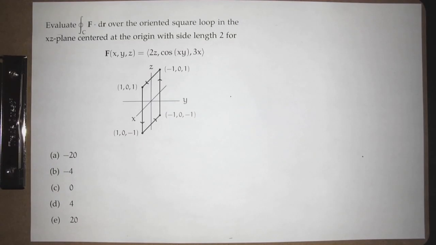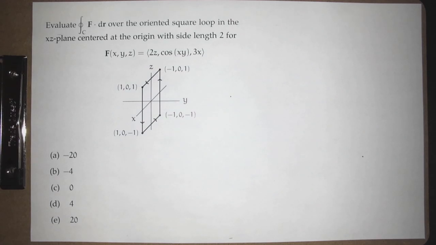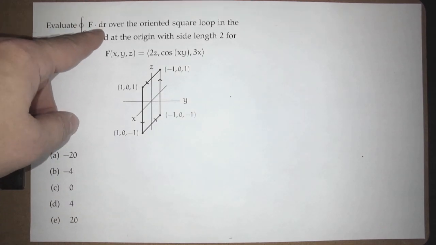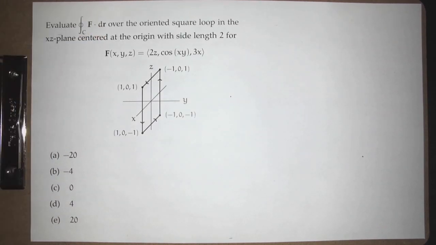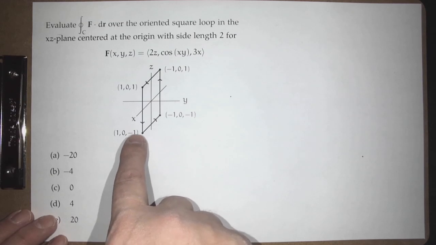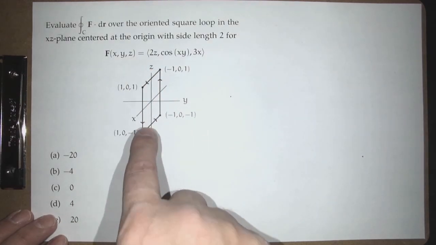We're asked to evaluate along the curve, and we see the circle here, which means it's a closed curve. Really, it's a closed and oriented curve. F dot dr. And if you're not comfortable with this notation, just remember this is the same as F dot T ds. There's a couple ways to write this. And what's our curve? Well, it's a square loop in the xz plane, centered at the origin with side length 2. And it's shown here, so we're going this way.